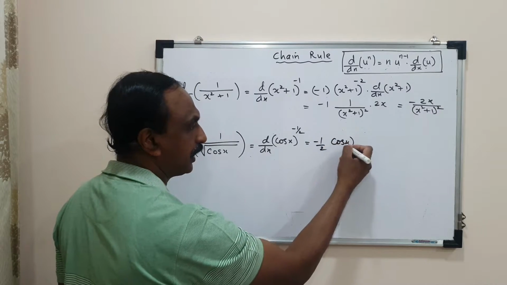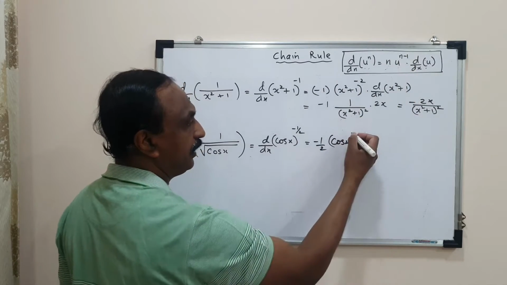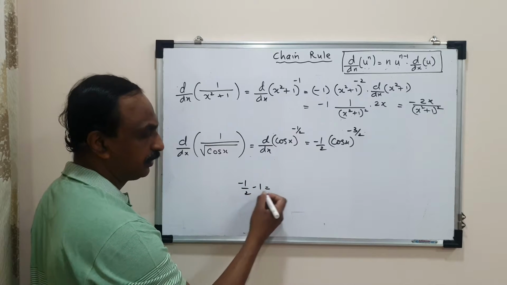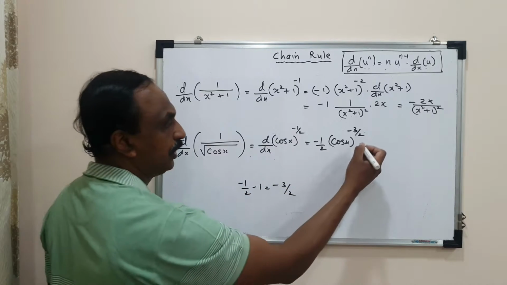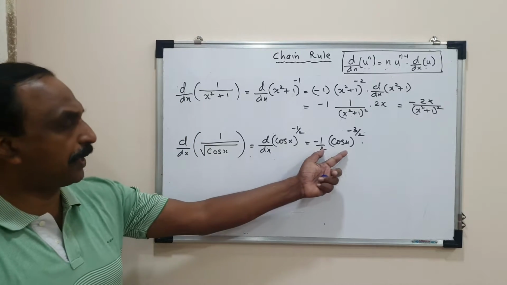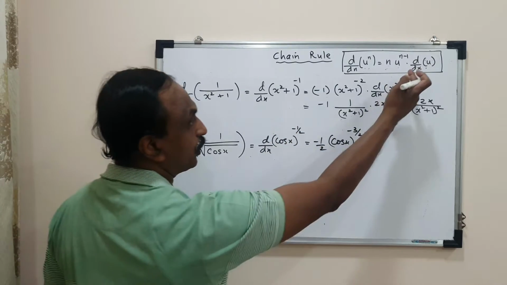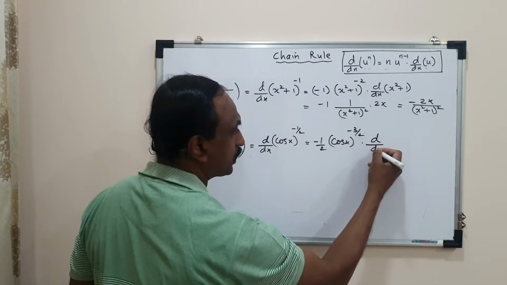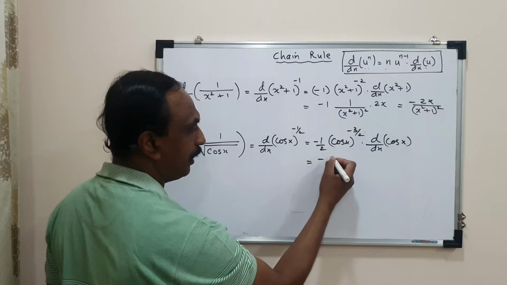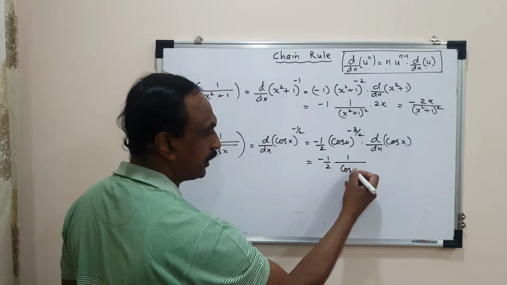Cos x raised to minus 1 by 2 minus 1. Minus 1 by 2 minus 1. When you take LCM, minus 3 by 2. After calculating the first part, n into u raised to n minus 1, what more? Into d by dx of cos x. So your answer became minus 1 by 2 into cos x raised to minus 3 by 2, which means cos x raised to 3 by 2 in the denominator.